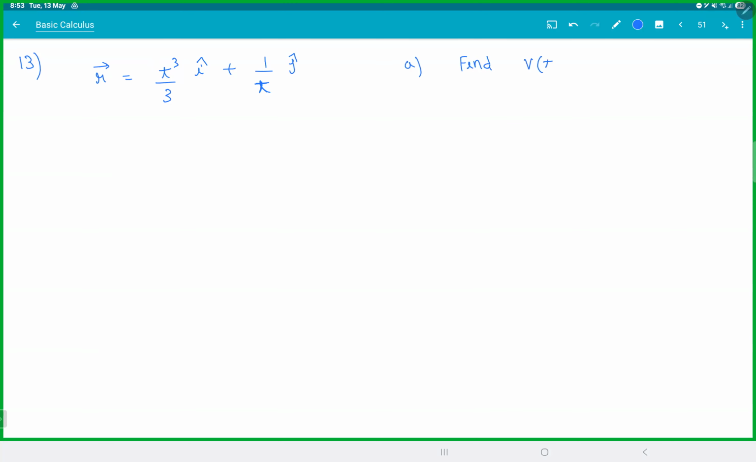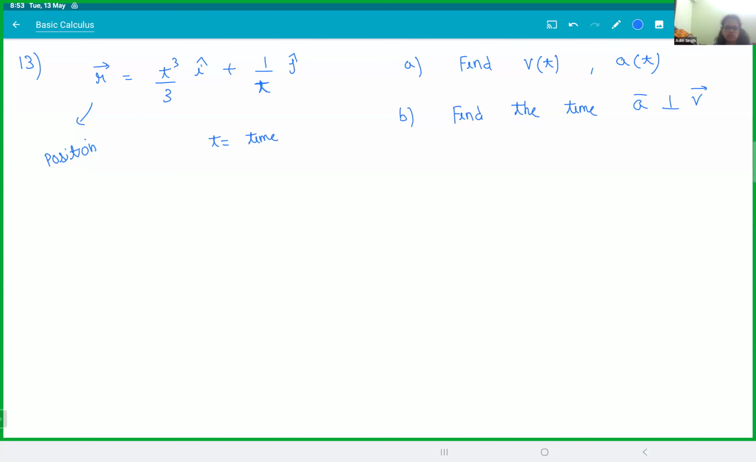Find velocity as function of time. Find acceleration as function of time. Find the time when acceleration is perpendicular to velocity. Now, do you guys remember if two vectors are perpendicular, then what happens? The dot product is 0. Dot product is 0. There, vectors, calculus, combination.